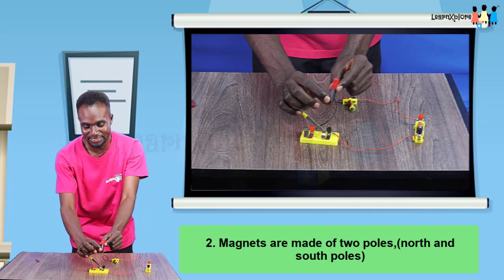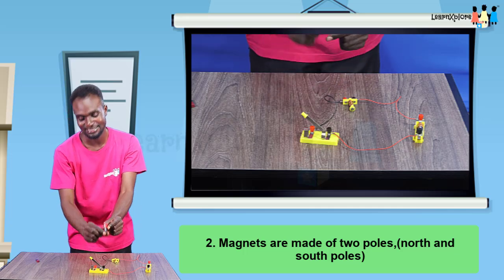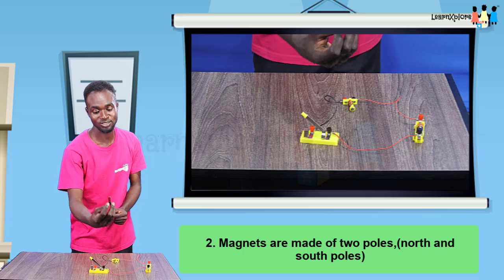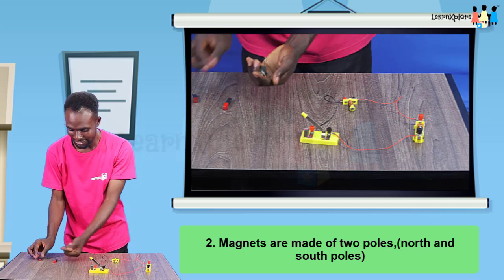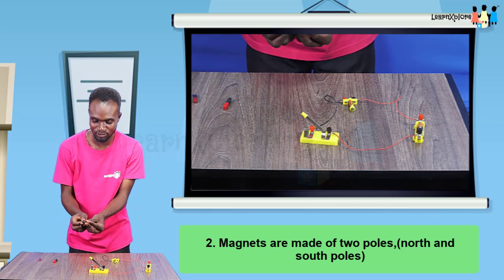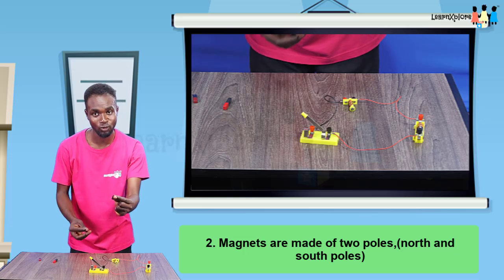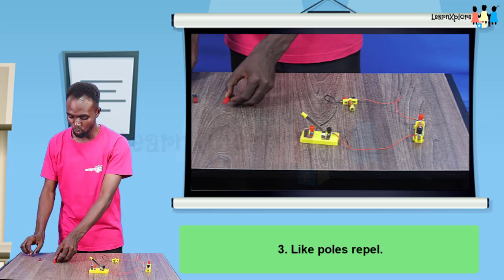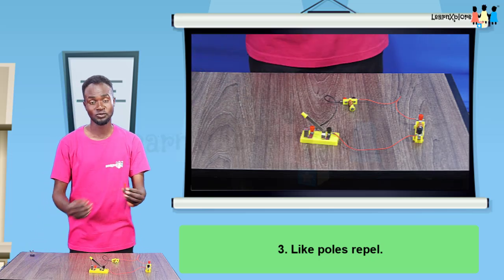Look at it, it's written here N and S, the North Pole and the South Pole. This one also has north and south. Likewise, this other magnet, even though it's not written, it has a North Pole and a South Pole. Next is like poles repel.